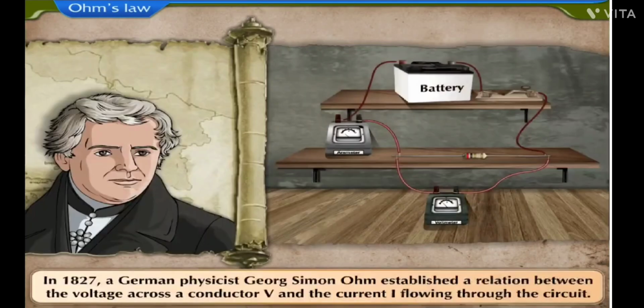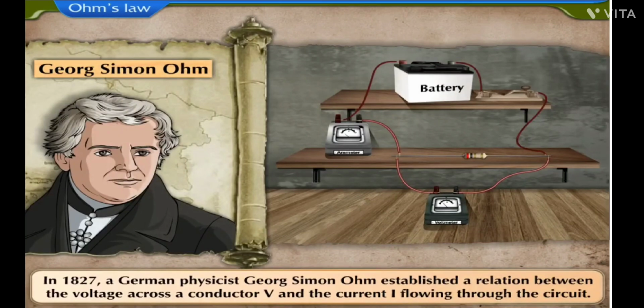In 1827, a German physicist, Georg Simon Ohm, established a relation between the voltage across a conductor, V, and the current, I, flowing through the circuit. Let us perform an activity to understand this relation.